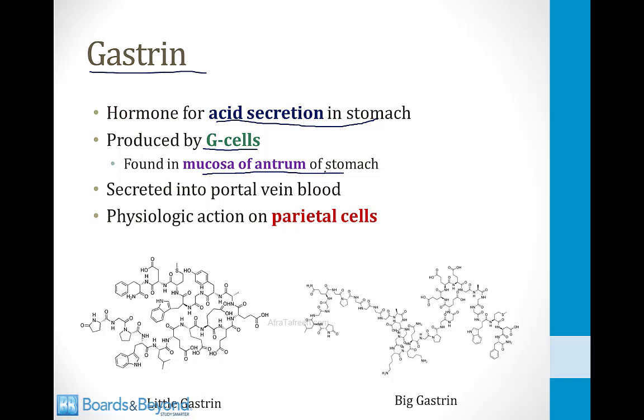Interestingly, even though this hormone is secreted by the stomach and acts on the stomach, it actually travels through the blood to get to its site of action. It's secreted into the portal vein blood, and then it has physiologic action on the parietal cells in the stomach. There are two gastrin hormones. One's called little gastrin, one's called big gastrin. I've shown the structures on the screen here. You can see that they are very large molecules that travel through the bloodstream to exert their effect.